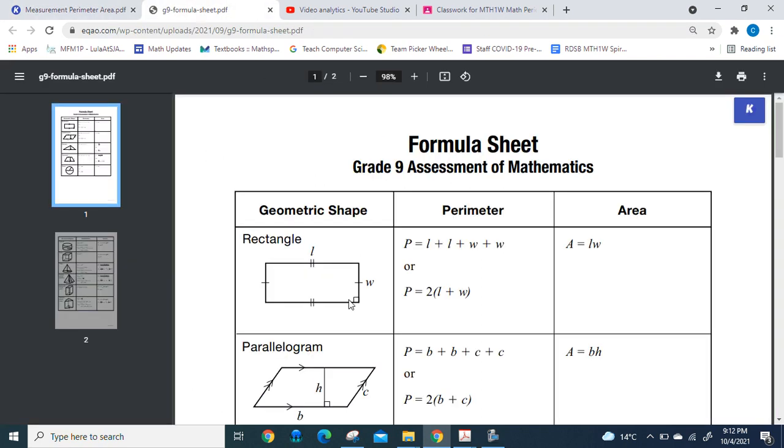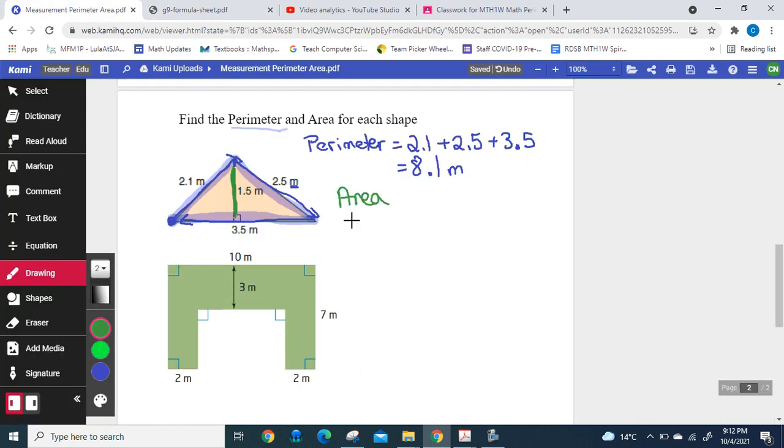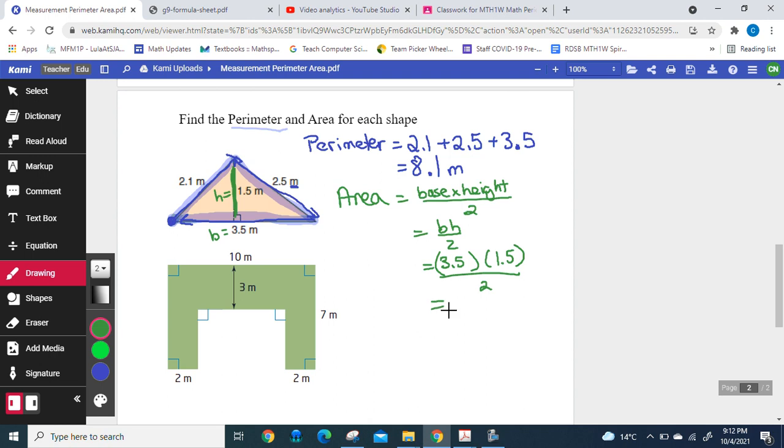So we know the area of a triangle. Let's find it. There it is. This is what our formula sheet tells us. It's BH over 2, or 1/2 BH. So what is BH? B is our base, H is our height. So our area is going to be equal to our base times our height divided by 2, which is our BH over 2. So our base is our 3.5. And we're going to multiply that by our height, which is 1.5. And all that's going to be divided by 2. So let's see, 3.5 times 1.5 divided by 2 gives us 2.625 meters squared. So there's our area.